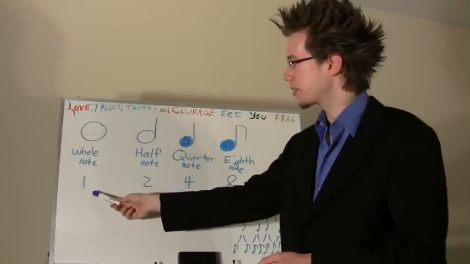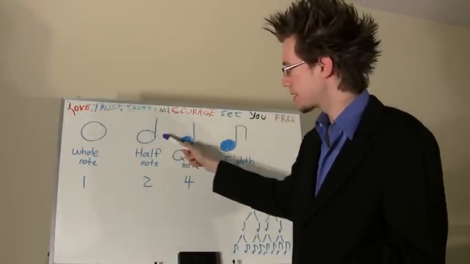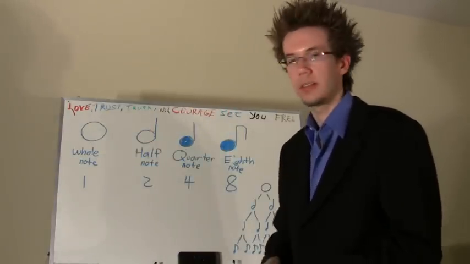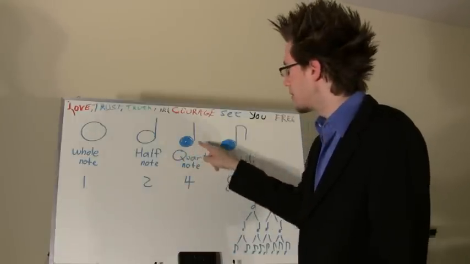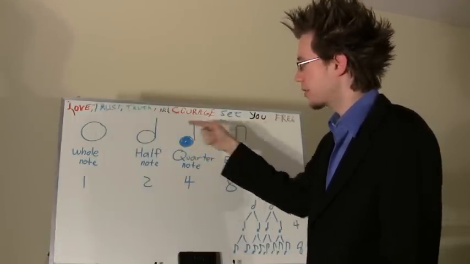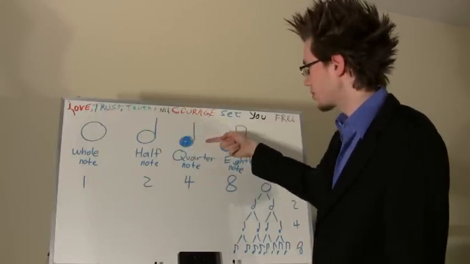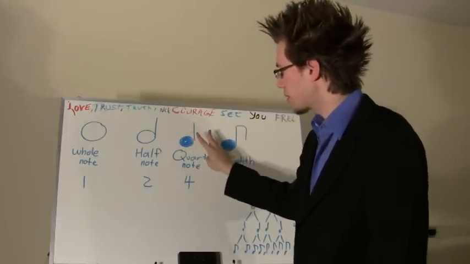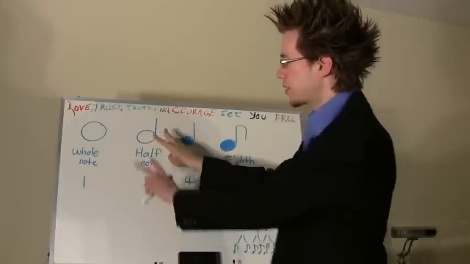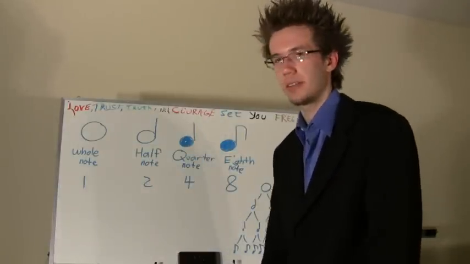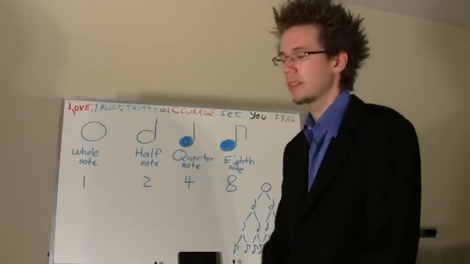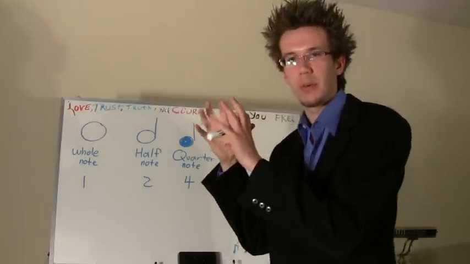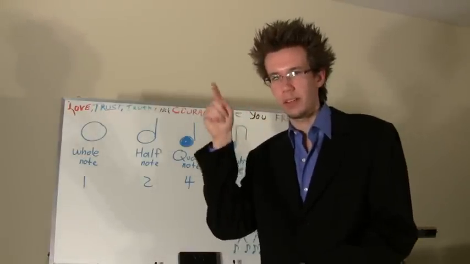Basically, a whole note is twice the size of a half note. So 2 half notes have to make up 1 whole note. That's how it works. And 2 quarter notes equal 1 half note. So if there's 2 quarter notes in 1 half note, and we have 2 half notes, how many quarter notes are in 1 whole note? 4.